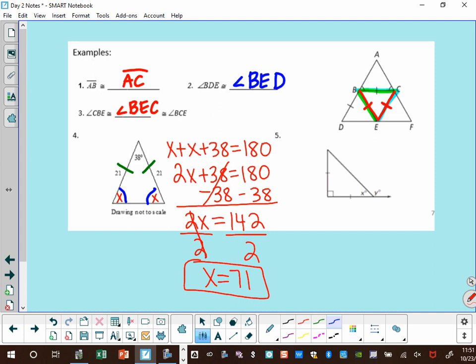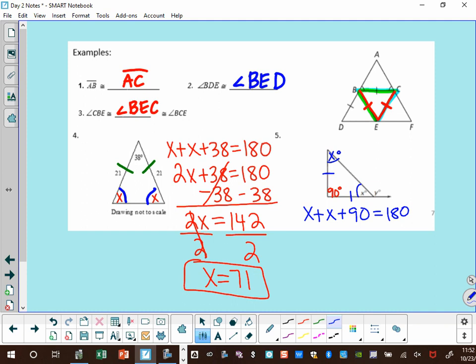Alright, let's look at number 5. In number 5, I already have the little hash marks here. If I have the hash marks, I know that these base angles are also going to be equal. What does that square tell me? What is special about that square? It is equal to 90 degrees. So I can do X plus, what's this top angle going to be? It's also going to be X because my angles are the same. So I have X plus X plus 90, which equals 180.